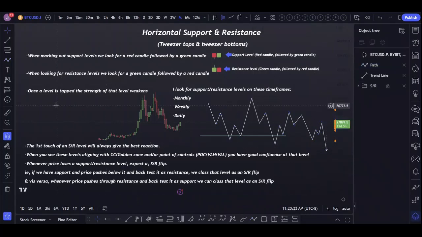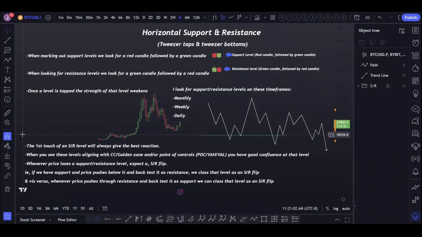So the first touch of a level is always the strongest, as I've typed out here. The first touch of an SR level, support/resistance level, will always give the best reaction. Okay, and again, you always want to use this in confluence. So I look for support resistance levels on the monthly, weekly, and daily time frames. Now, if you choose to go any lower, say 12-hour, 8-hour, 6-hour, 4-hour, that's your choice. But I personally just use them on the monthly, the weekly, and the daily time frames. All right, so as I said, the first touch of an SR level will always give the best reaction.